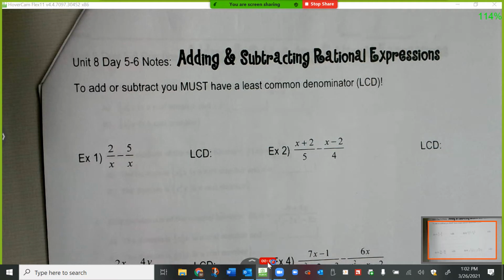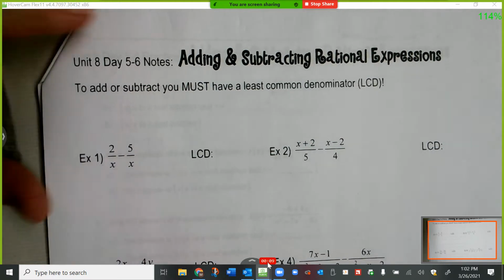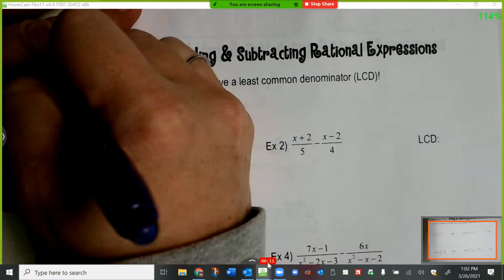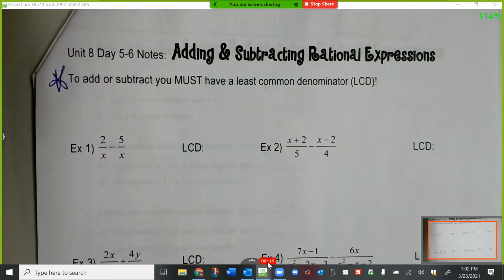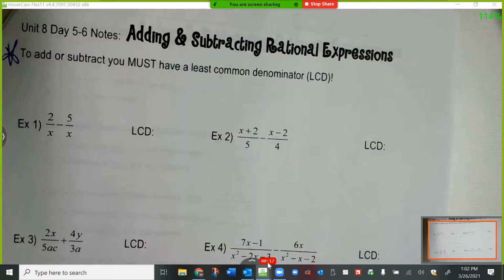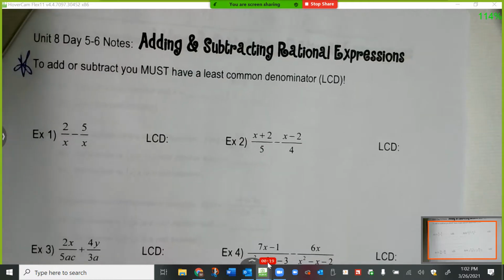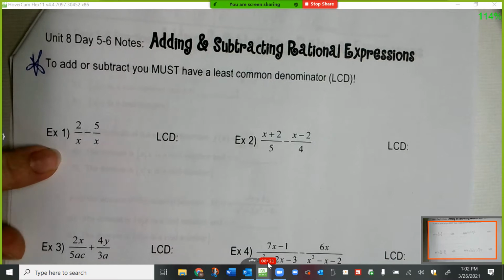What do we know about our denominators? They have to be the same. If you read the top, it says to add or subtract, you must have a least common denominator. Technically, you can have any common denominator, but the least common denominator is going to make your life easier. If you look at number 1, what is their least common denominator? X. They're already the same.